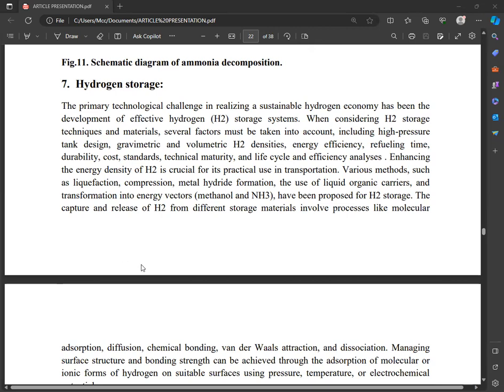One of the primary technological challenges in realizing a sustainable hydrogen economy has been the development of effective hydrogen storage systems. When considering hydrogen storage techniques and materials, several factors must be taken into account, including high pressure, temperature, tank designs, gravimetric and volumetric hydrogen densities, energy efficiency, refueling time, durability, cost, standards, technical maturity, and life cycle and efficiency analysis.